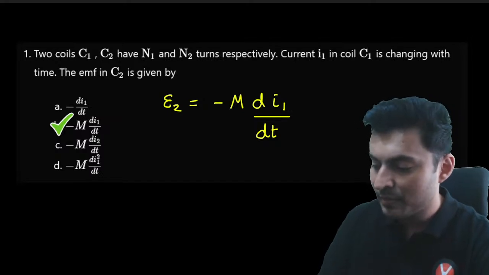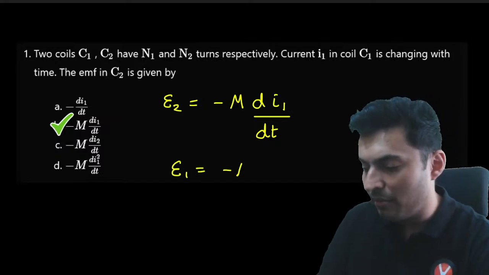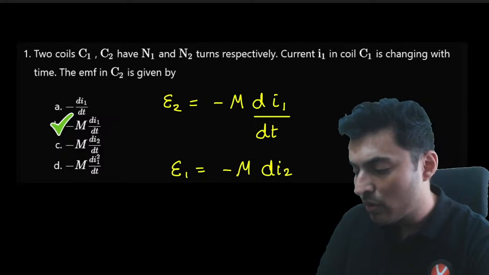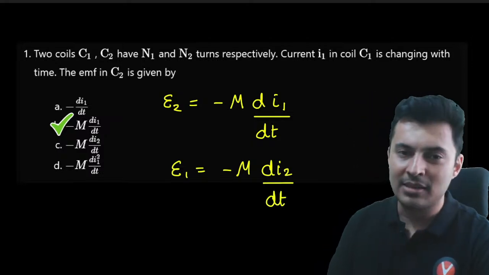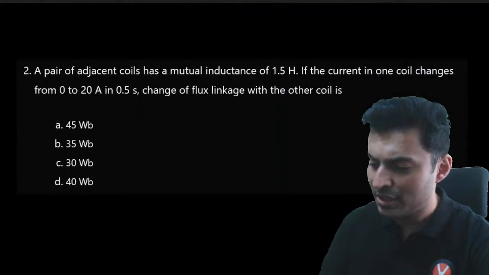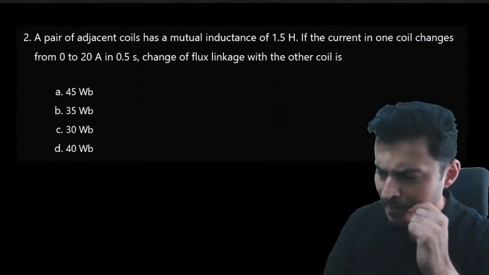If E1 was asked, then it will be minus M dI2 by dt. That is how it will be. So, that was a question on mutual induction. Moving on to the next one.